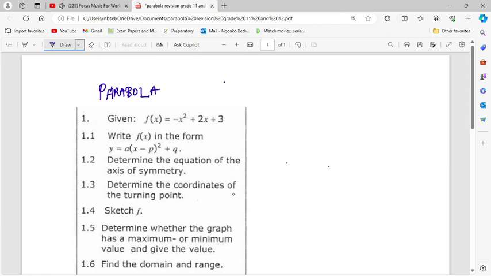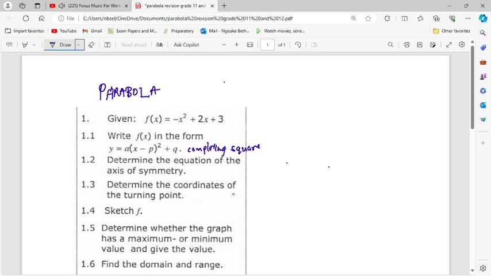y equals a into (x minus p) squared plus q. So there is no single method to write this, but normally the method is called completing the square. But there are other ways that you can write this.